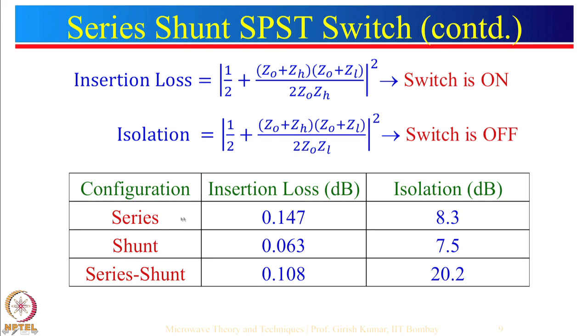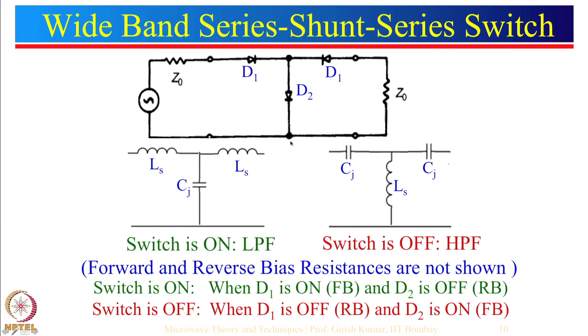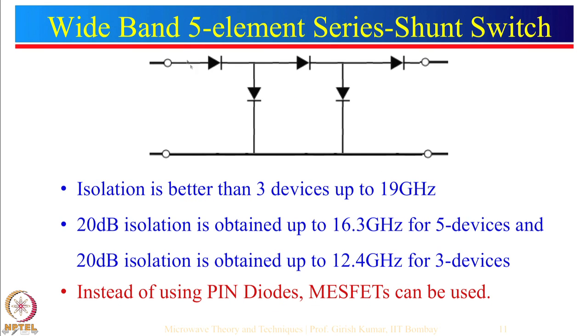And then we saw the performance of the series and shunt combinations. For the combination of series and shunt, insertion loss is of the order of 0.1 dB, whereas isolation is of the order of 20 dB. After that we looked at the 3 element PIN diode switch and the 5 element PIN diode switches.